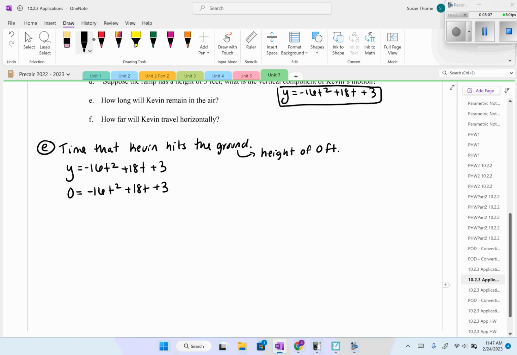So in order to solve this equation, it's a quadratic equation. If we can factor, we can factor. If we can't factor, we want to use the quadratic formula. So we're going to use the quadratic formula. Our A is -16, our B is 18, and our C is 3.